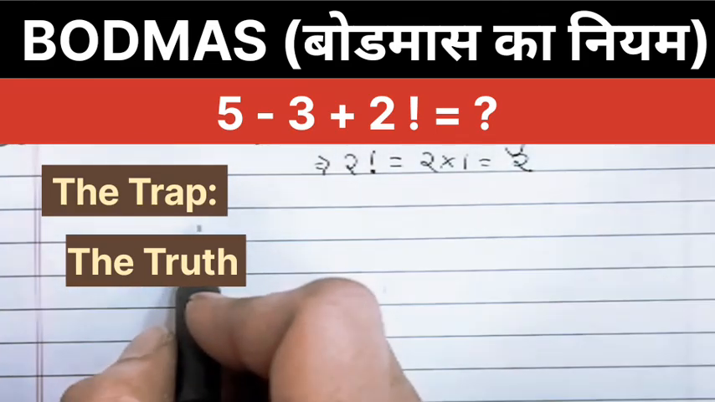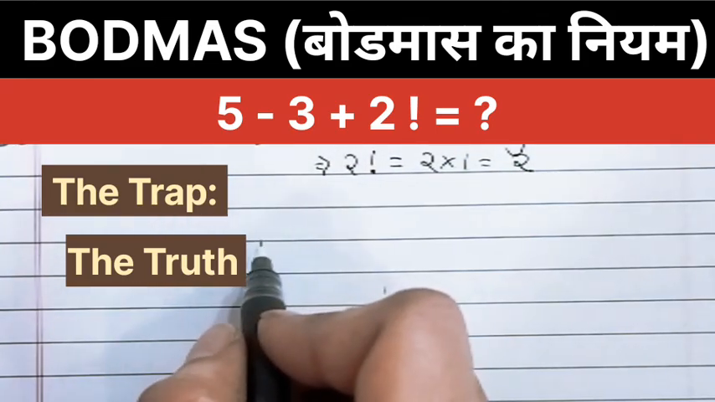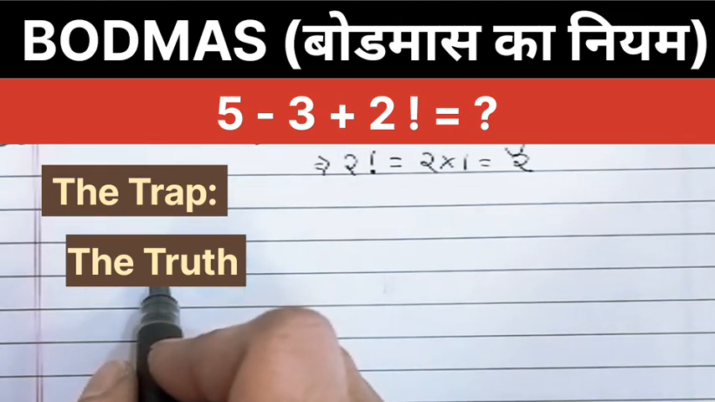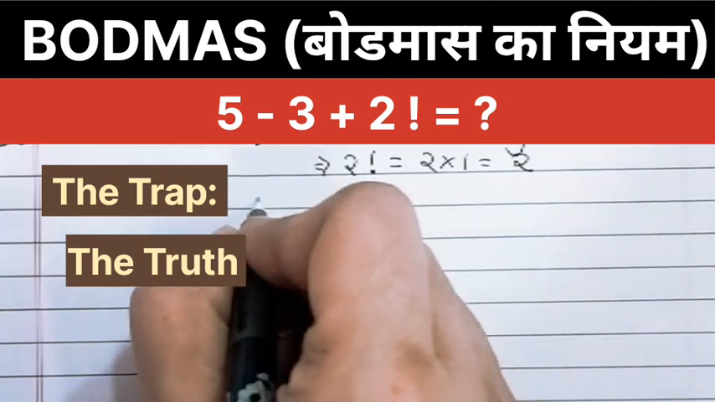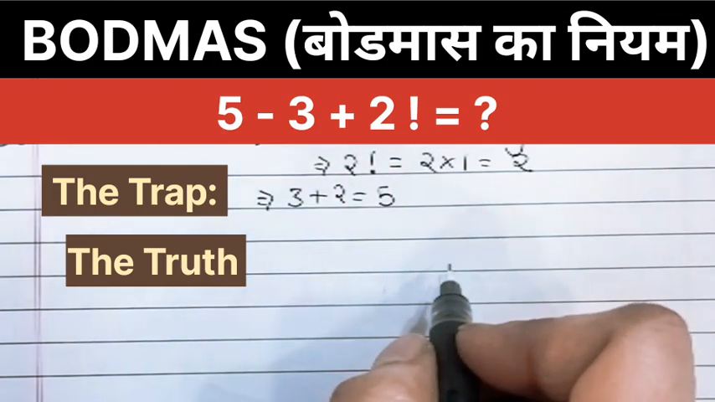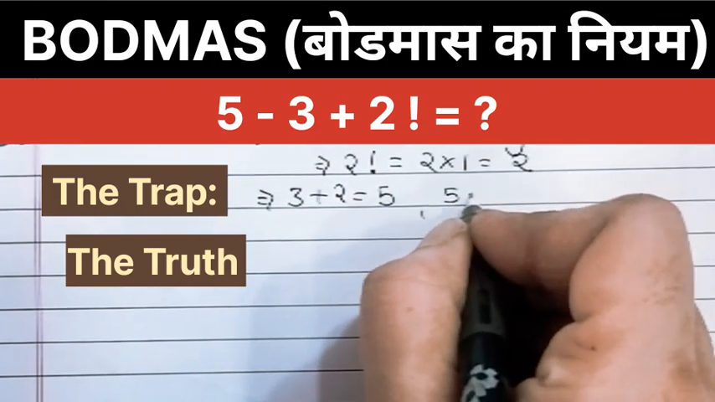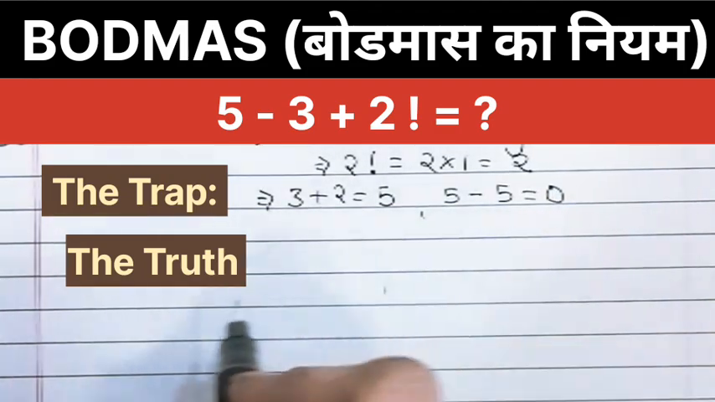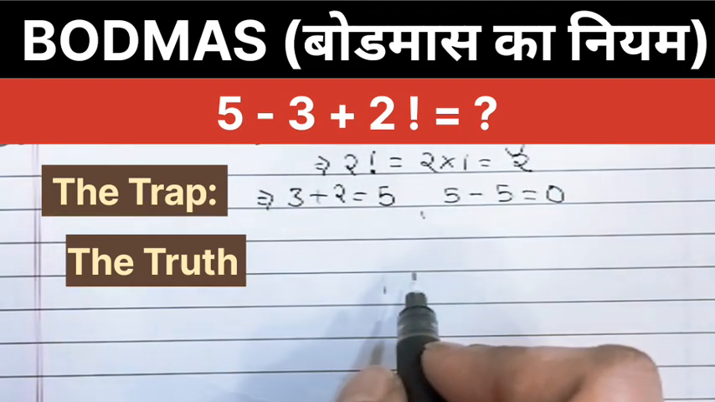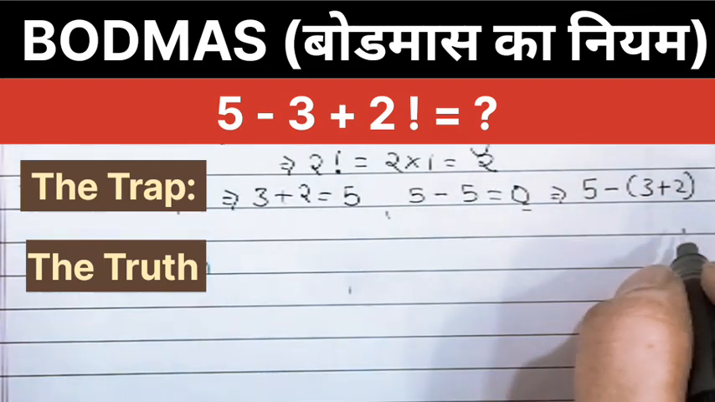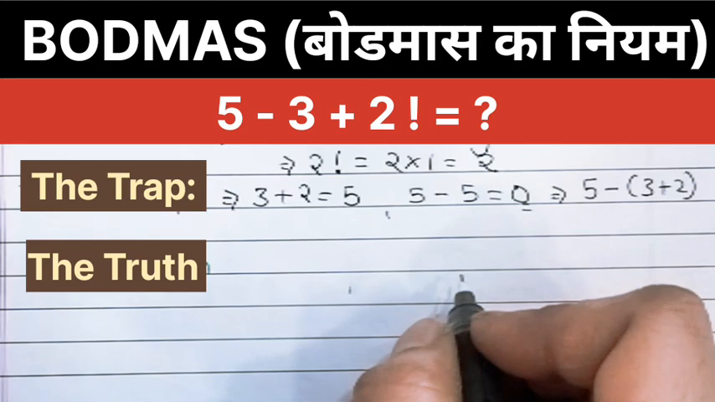Now the trap, the incorrect approach. The trap occurs when one follows the acronym PEMDAS or BODMAS too strictly, assuming that addition must always be performed before subtraction. So add the numbers at the end. Now 3 plus 2 is equal to 5, and then the second step says subtract the first number. Now 5 minus 5 equals 0. So this is the wrong answer. By adding first, you are effectively treating the problem like 5 minus (3 plus 2). So in the original expression, the 3 is being subtracted, not added.